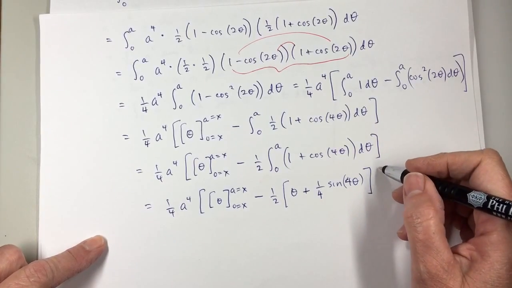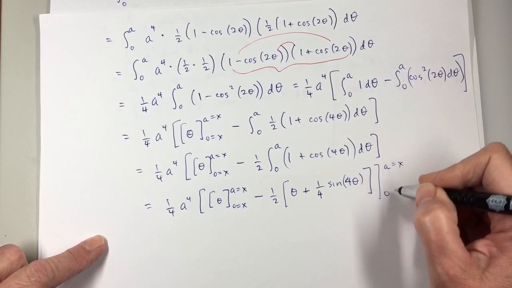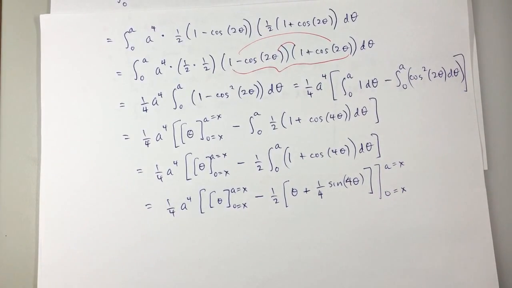And this is gone from 0 to a. Those are, again, values for x. Because it's a definite integral, I don't need to put on plus c.